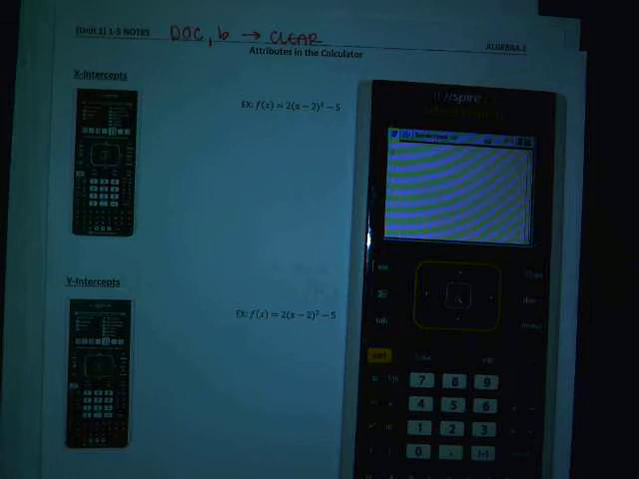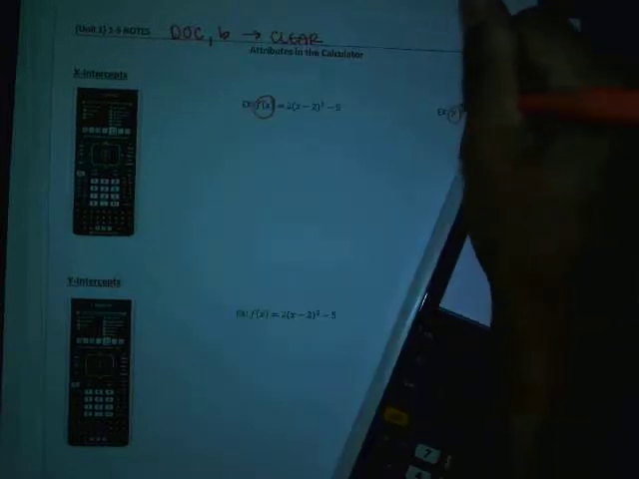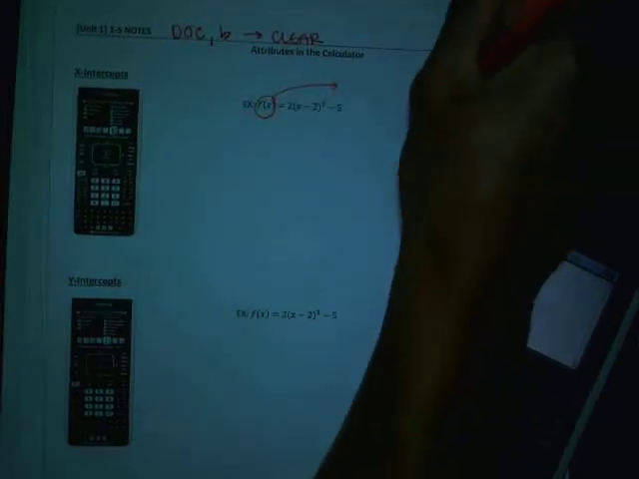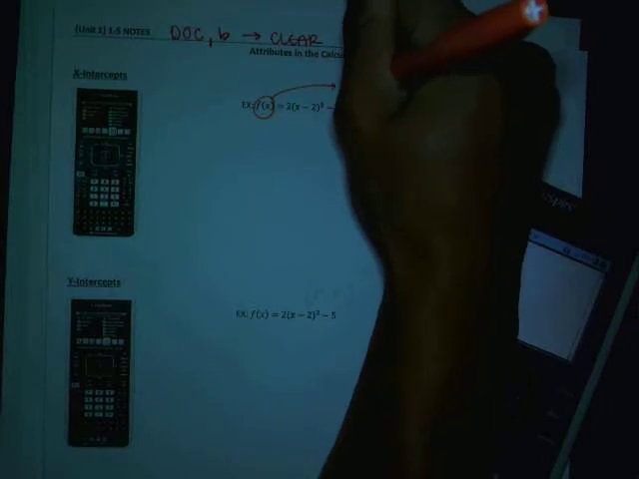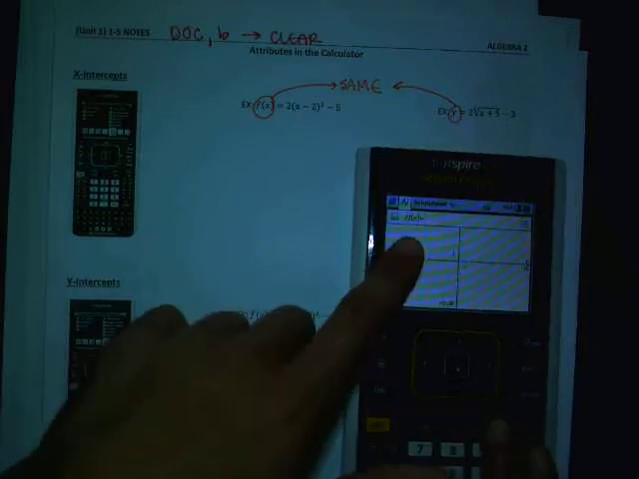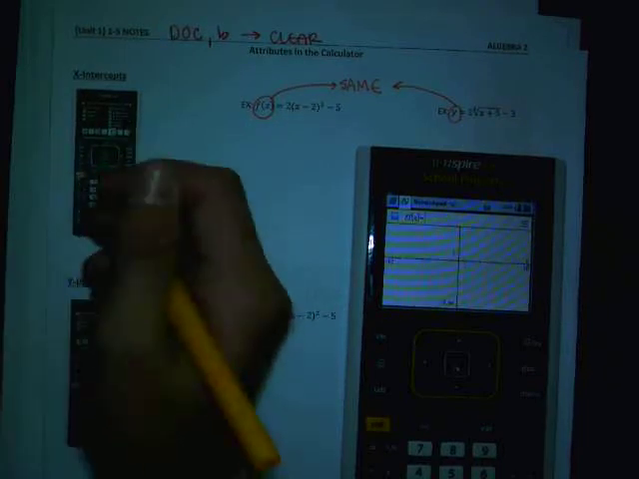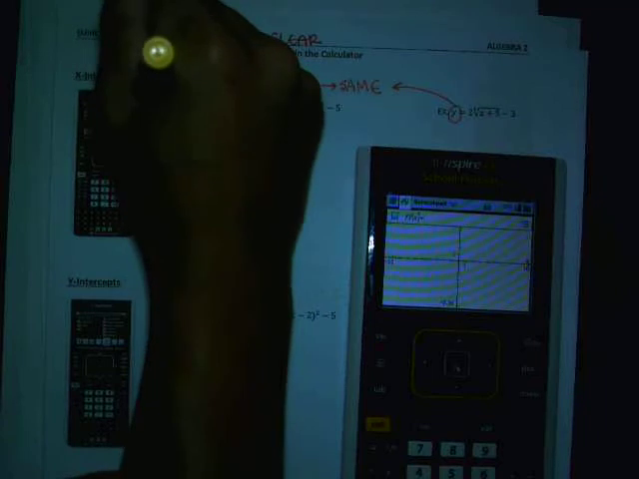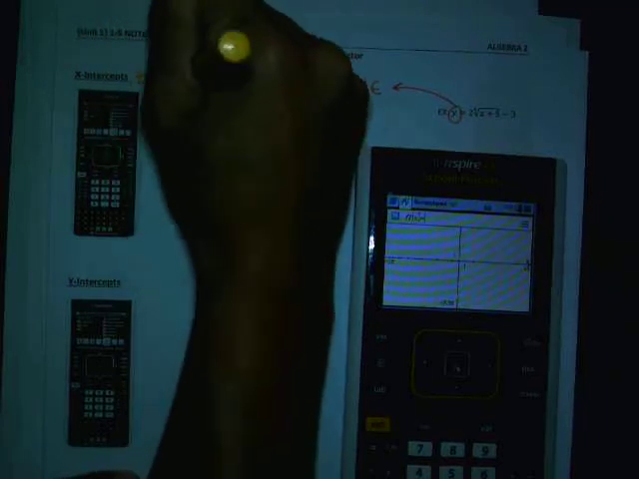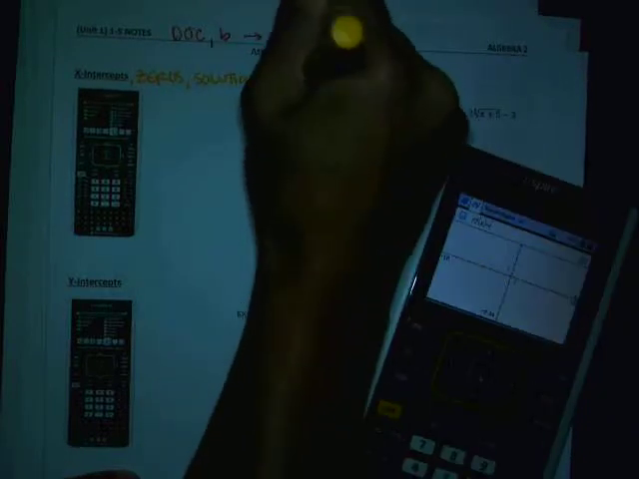In the calculator, when we're looking at the graph, f of x and y are the same thing. So you do not need to add in a y equals when you're graphing. So this f of x here is the same thing as y. X-intercepts can be called a couple different things. You also hear them as zeros, solutions, or roots.